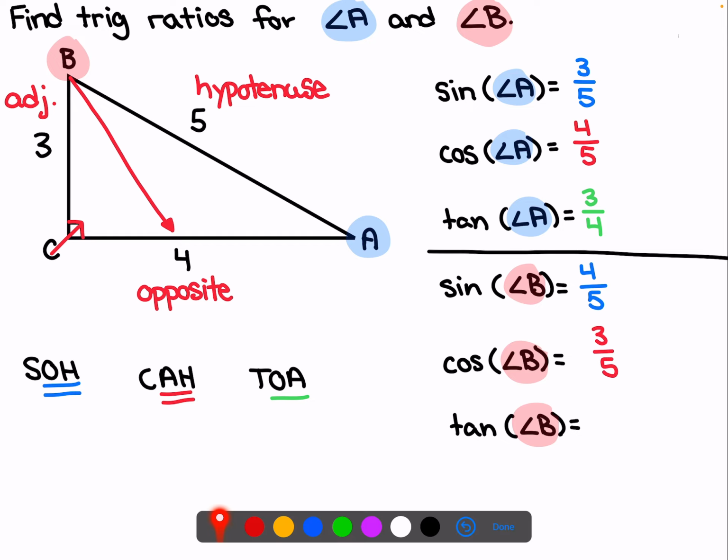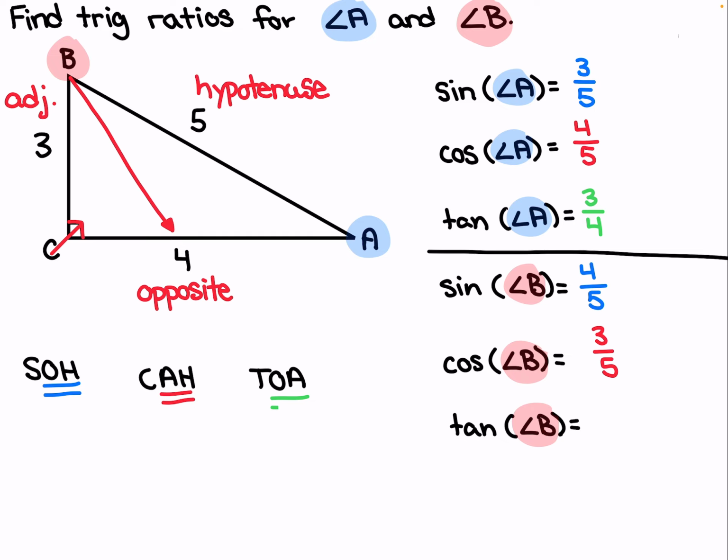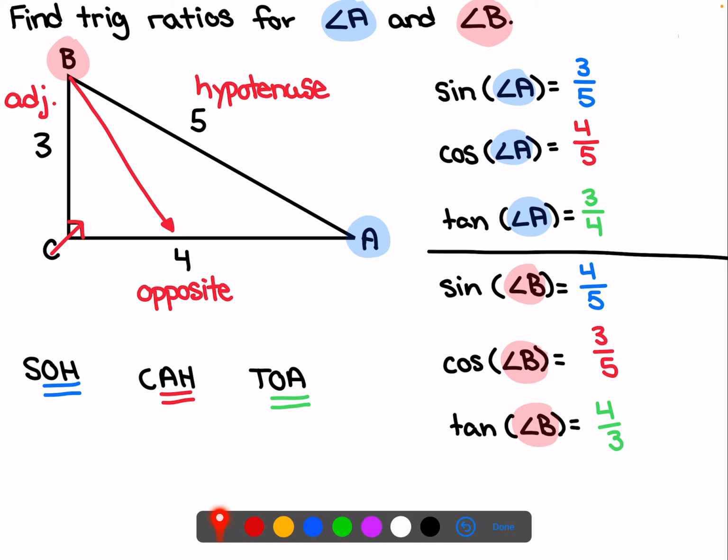And lastly, tangent of angle B would be opposite over adjacent, which would give us 4 over 3. Did you notice anything strange occurring with our ratios now? Well, yes. If I look at tangent of A and tangent of angle B, these are inverses. They're inverse numbers. The fraction is flipped. So that's automatically something that seems a little bit strange.